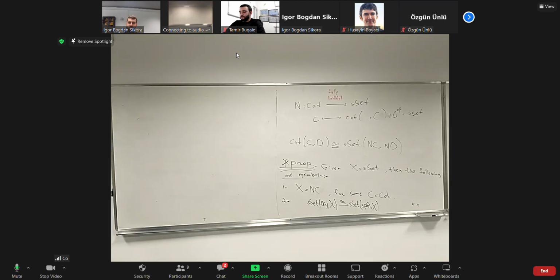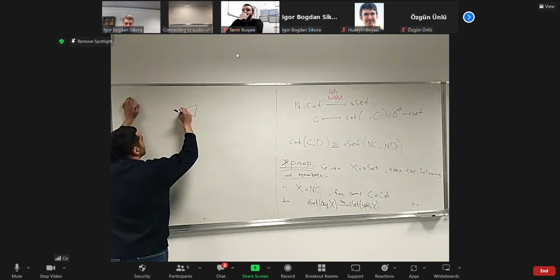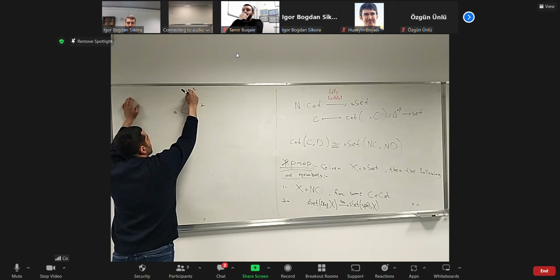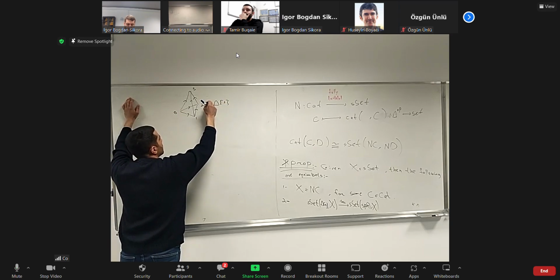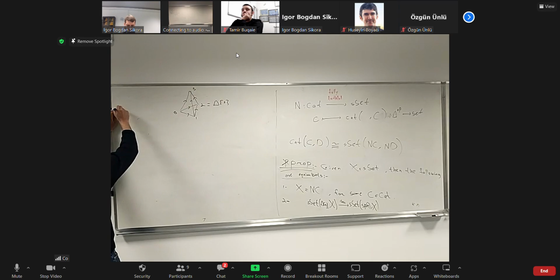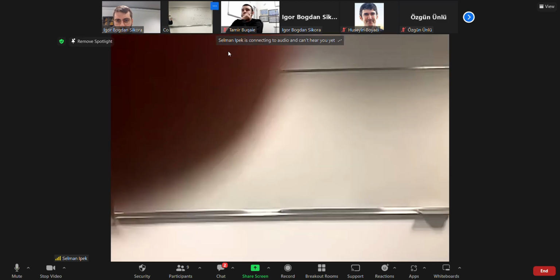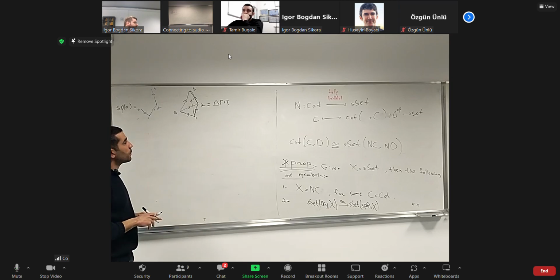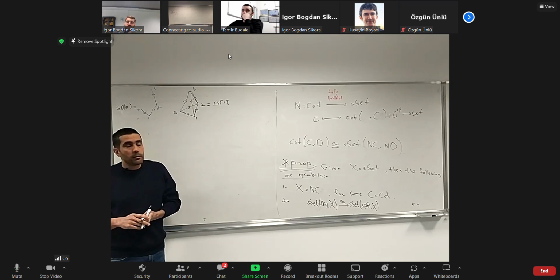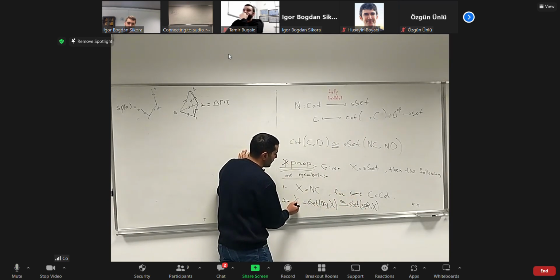So the spine is what we mean here. This is delta 3, and the spine 3 of delta 3 is just this. This is a spine. And as Jan says, we can say this one is exactly Xn.